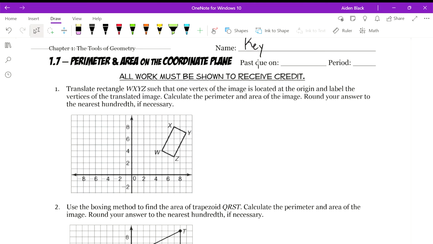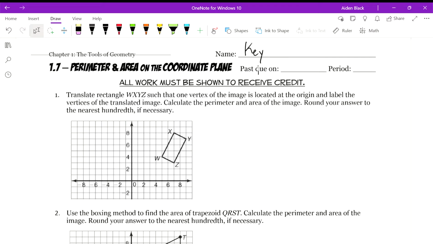Okay, so through 1.7, perimeter and area on the coordinate plane, these worksheets really want us to use our understanding of translation specifically to help us find the perimeter and the area of whatever object we're looking at. It's usually a rectangle.